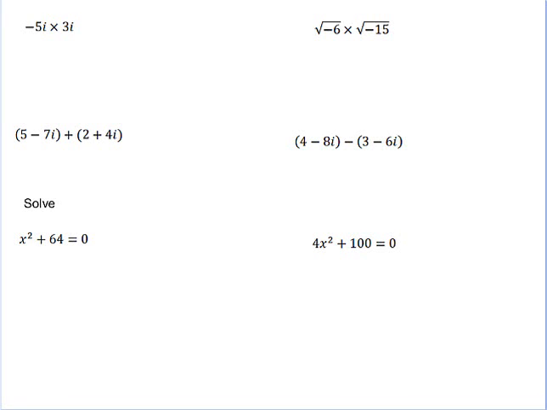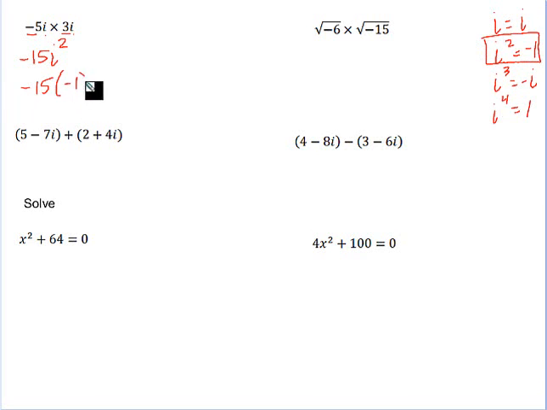Well, when we multiply these, it's just like dealing with x's. So we take negative 5 times 3, which is negative 15. I times I would be I squared. But we know that I squared is negative 1, I to the third is negative I, and I to the fourth is positive 1. So instead of writing I squared here, we're going to write negative 1. Negative 15 times negative 1 is a positive 15. So that simplifies down to a positive 15.